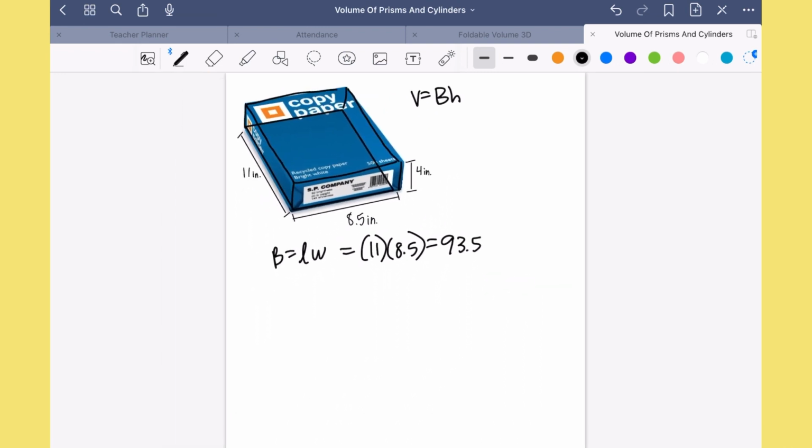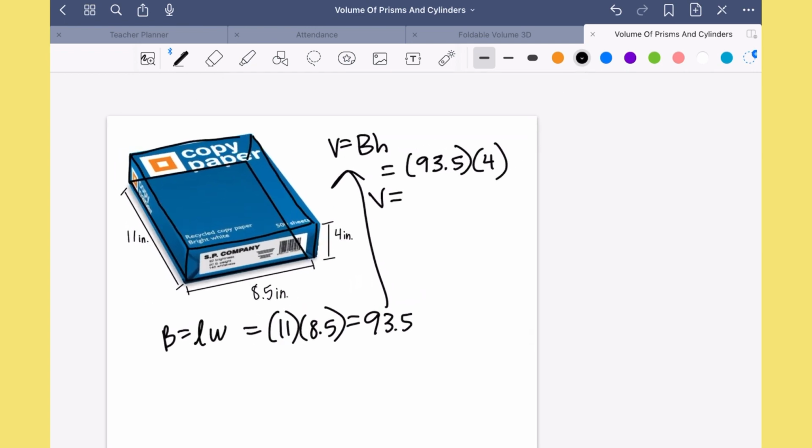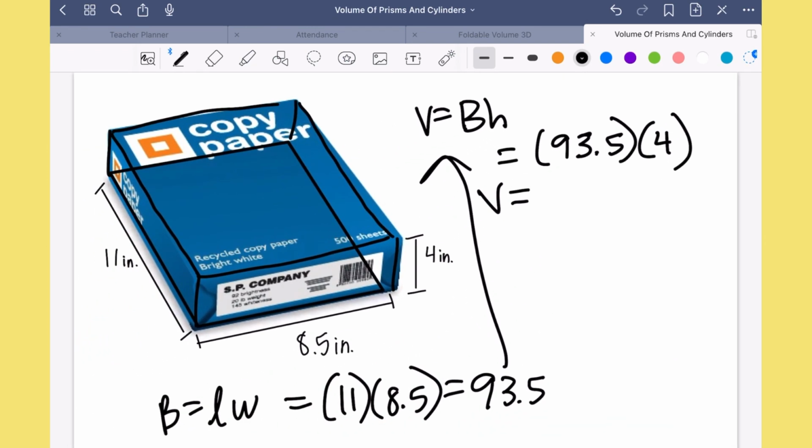Okay. Then we're going to bring that up here because remember that's our big B, the area of our base. So 93.5 times the height, which is 4. And we multiply that and we get 374.